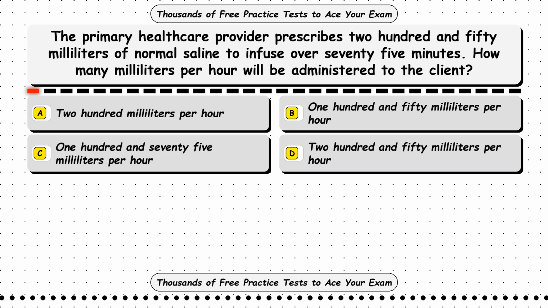Question 25. The primary healthcare provider prescribes 250 milliliters of normal saline to infuse over 75 minutes. How many milliliters per hour will be administered to the client? Option A: 200 milliliters per hour. Option B: 150 milliliters per hour. Option C: 175 milliliters per hour. Option D: 250 milliliters per hour.